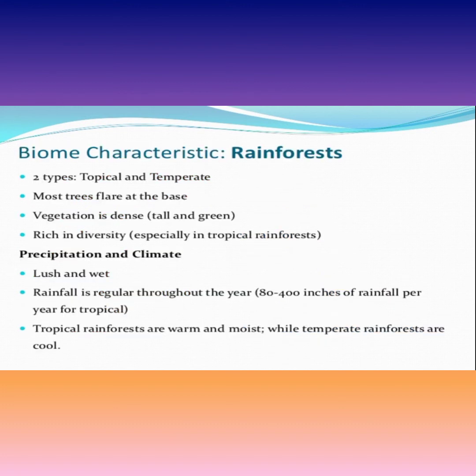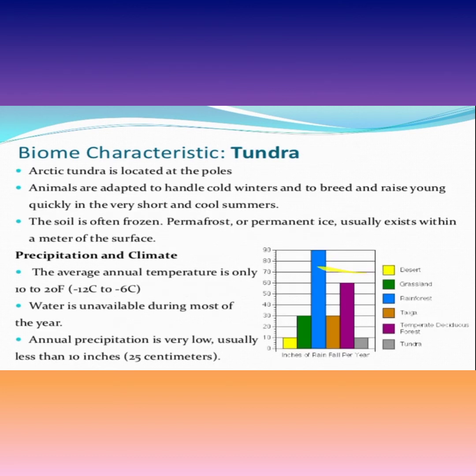Biome characteristics of a rainforest. In the tropical and the temperate, most trees flare at the base. Vegetation is dense and rich in diversity. Precipitation and climate: lush and wet, with rainfall regularly throughout the year. Tropical rainforests are warm and moist, while temperate rainforests are cool.